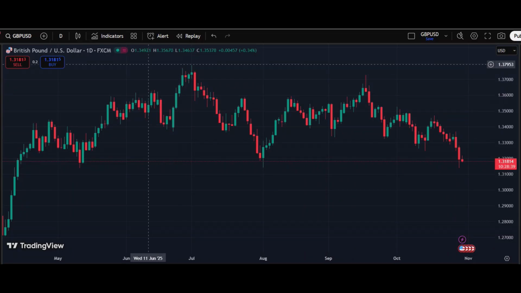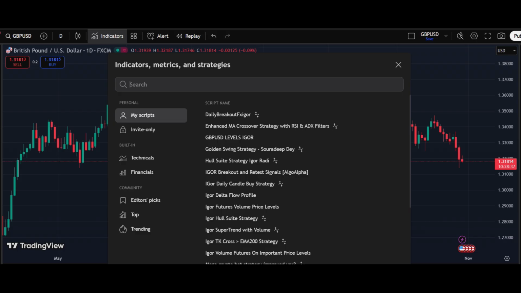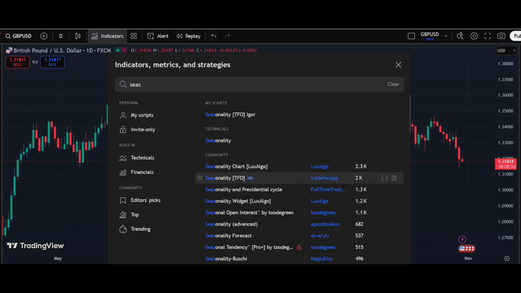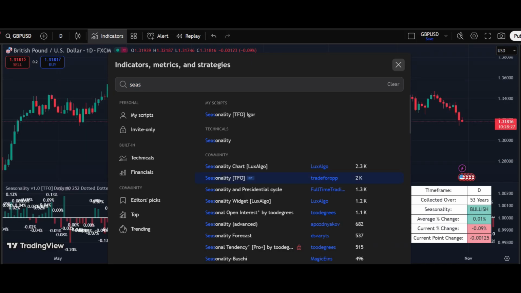So let me start from the beginning. There is one indicator that really performs very well. It's the Seasonality TFO indicator. I really like the indicator. I think maybe it's one of the best.